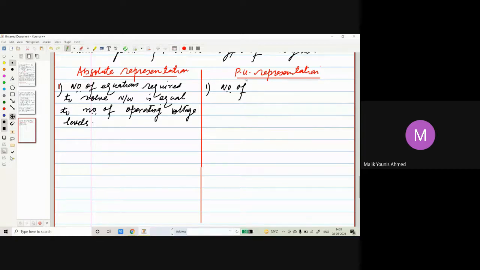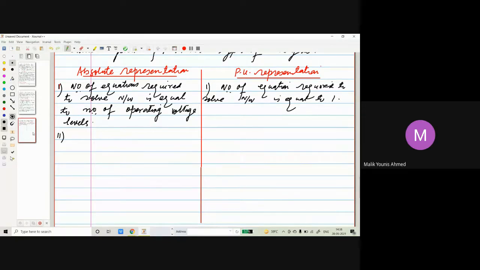Number of equations required to solve network is equal to 1. So in case of per unit percentage, it is always 1. We'll see that because voltage level will be same, and then it doesn't make any sense that we will use more equations; number of equations will also always be 1.